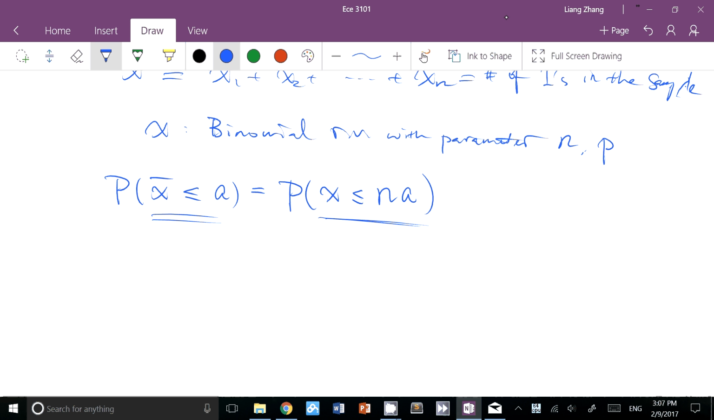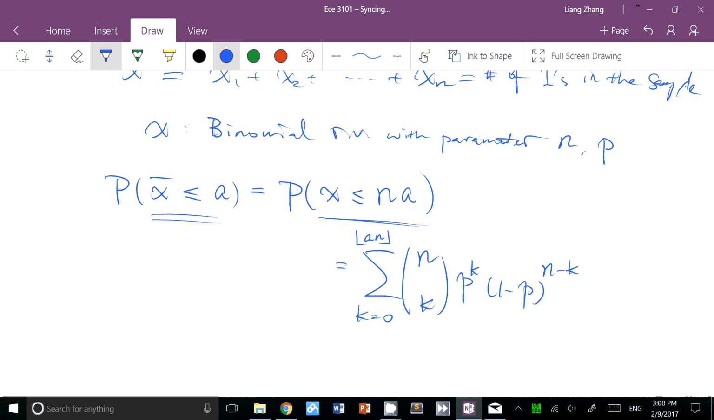And for the second one, since it's a binomial random variable, we know how this should be done, right? We just take the summation from 0 to na. If na is an integer, that's fine. If it's not an integer, we can take the floor. And then n choose k, p to the power k, we need so many of them, and 1 minus p raised to the power n minus k. Okay. So this will be the case that we'll be looking at.